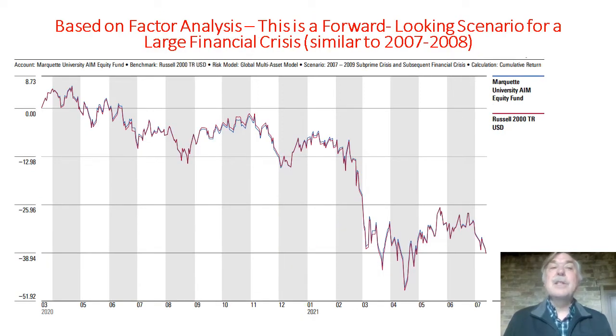We will get into this in more detail, but the idea of using factor analysis to not only look backward, but to help us go forward and project out how a portfolio would perform under different scenarios can be used. Here, if there were another large financial crisis similar to 2007, 2008, here's how our fund and the Russell 2000 would be expected to perform. Note that it's quite similar and a large drop. I would contend that basically the last 3 weeks with the coronavirus, we have seen the equivalent of the impact of the financial crisis of 2008.